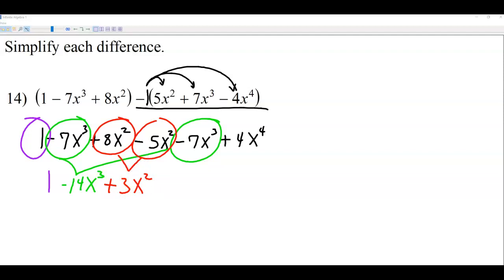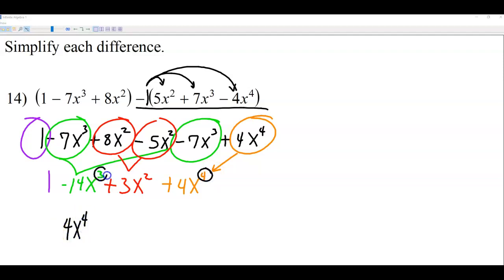And then finally on the very end there we have a lonely one with nothing to combine with. It's the 4x to the fourth. So that just comes down because there's nothing it combines with. And just so you guys know, a lot of times they're going to put these things in order from the highest power to the lowest power. So the highest power is 4, so that means that whole term is going to come to the front.